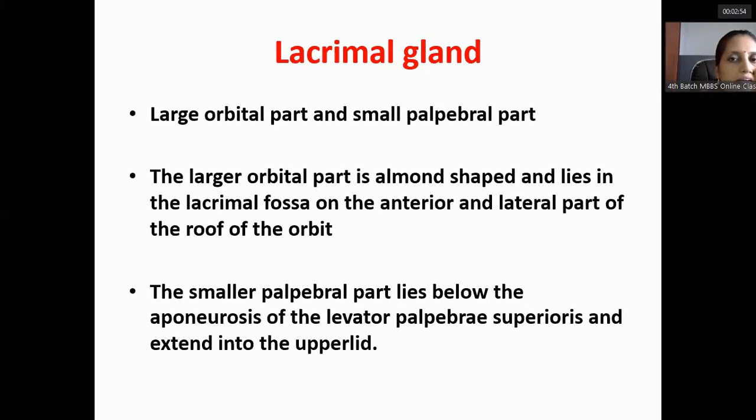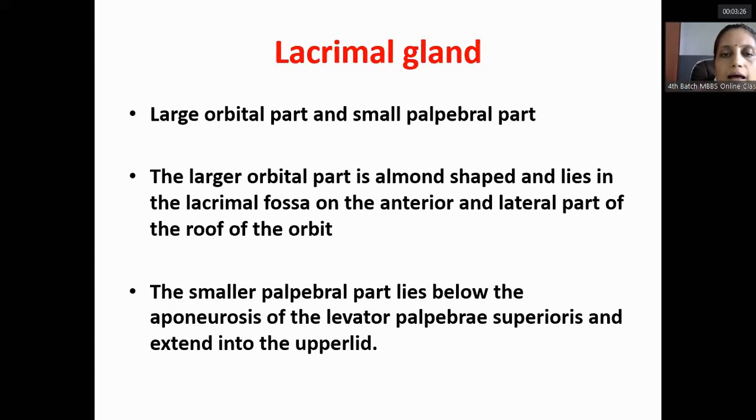Lacrimal gland. So what type of structure is the lacrimal gland? It is a large, almond shaped structure. It has two parts, the larger orbital part and the smaller palpebral part. The orbital part, which is larger, is almond shaped and lies in the lacrimal fossa on the anterior and lateral part of the roof of the orbit. So it is situated in the roof of the orbit.